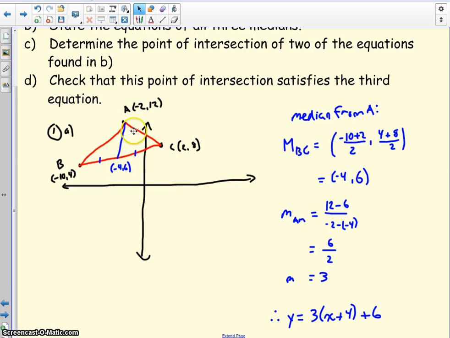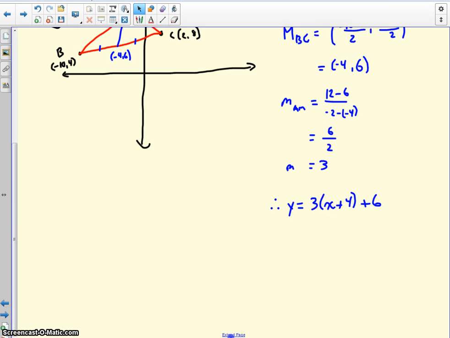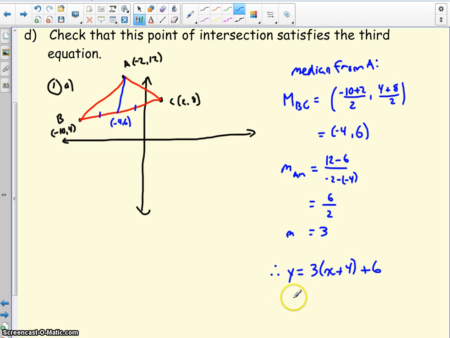And now I need to find the slope of the median. So I'm going between the point A and that midpoint I just found, (-4, 6). I find the slope there, rise over run, (12 - 6)/(-2 - (-4)), to give me a slope of 3. Okay, that gives me, for my median, a slope of 3. My point's at (-4, 6), or I could use a point at (-2, 12). It doesn't actually matter.